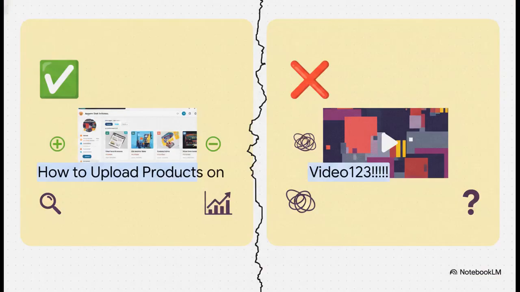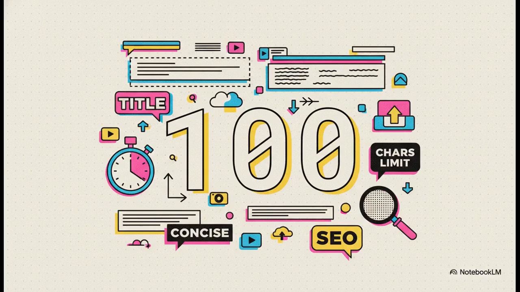Just look at the difference here. On one side, you have a generic file name that tells you nothing, and on the other, you have a title that is clear, it's searchable, and it tells both the human and the algorithm exactly what this video is all about. I mean, which one would you click on? It's a no-brainer, right? And you've got to pack all of that punch into just 100 characters. That's it. That's all the space you get for your title.